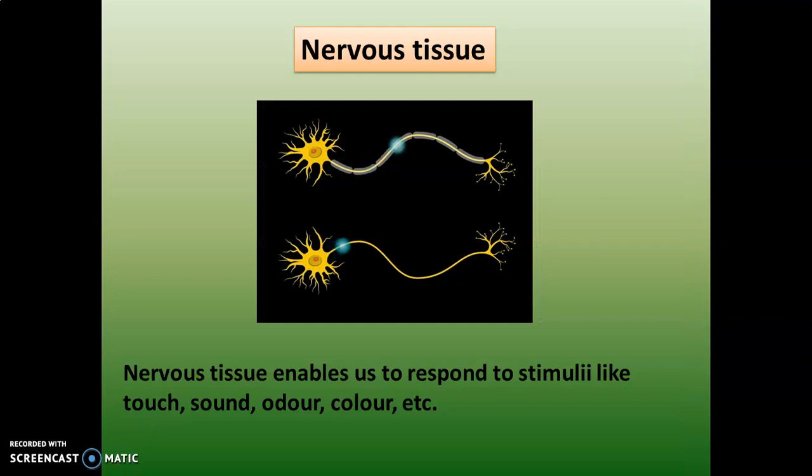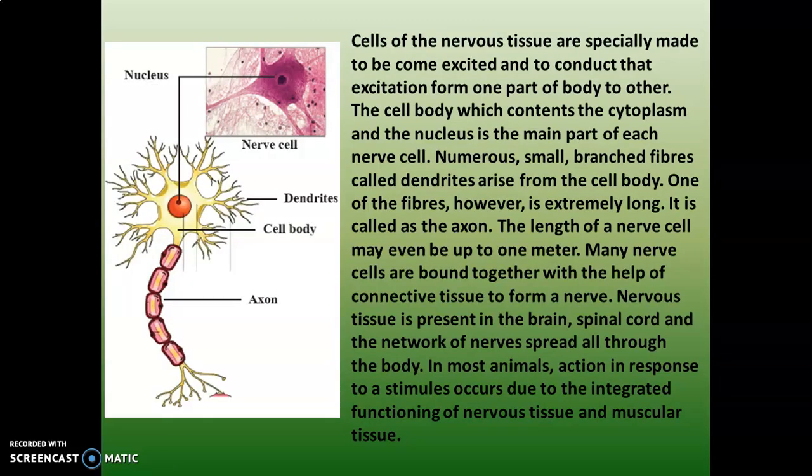Then we go to nervous tissue. Nervous tissue enables us to respond to stimuli like touch, sound, odor and color. Okay, so we know about nervous tissue, the stuff which is very important in our body. Let's study about the structure. The cells of the nervous tissue are specially made to be excited and conduct that excitation from one part of the body to another. Some kind of, you can say, current passes through these, and these excitements are taken from one part of the body to another.